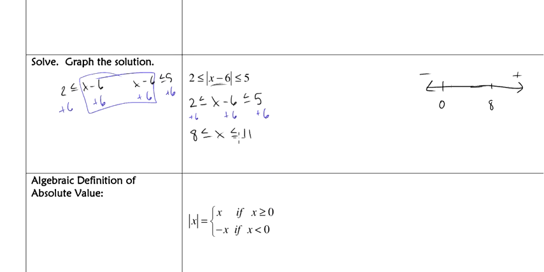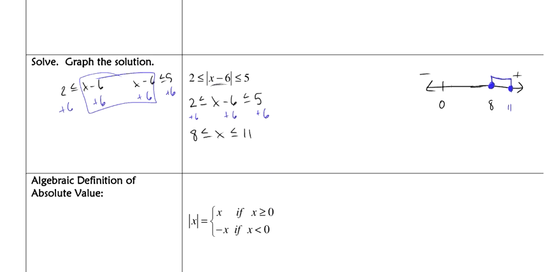And now 8 itself is a solution. It's filled in because it's or equal to, and it goes up to 11. And 11 is also included in our solution set. Anything between 8 and 11, including 8 and 11, are solutions. 9 would make this true. So 2 is less than or equal to, well, what if we had thrown 9 in here? What's 9 minus 6? That's 3. Absolute value is 3. So yeah, 3 is greater than 2, and 3 is also less than 5. So these numbers over here are in fact true.